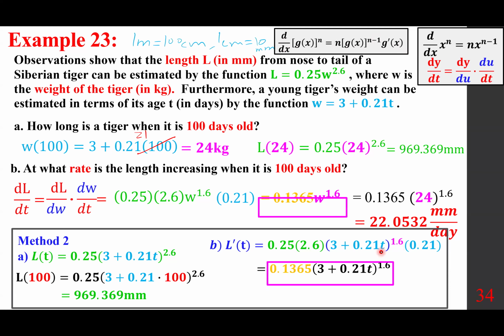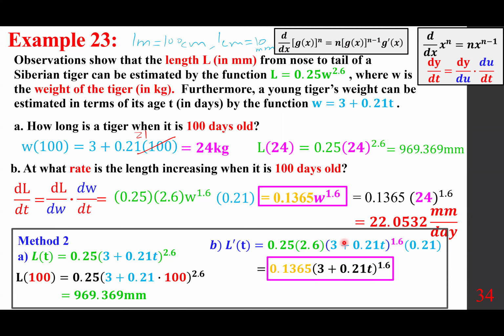And notice, these two are identical. If you change the W to 3 plus 0.21T, you get exactly what we have here. And if you plug in 100 now, you get the same answer. What is the point? Either method is just as easy, and you are familiar with both methods. Use the one that works best for you. Okay, that's the idea.